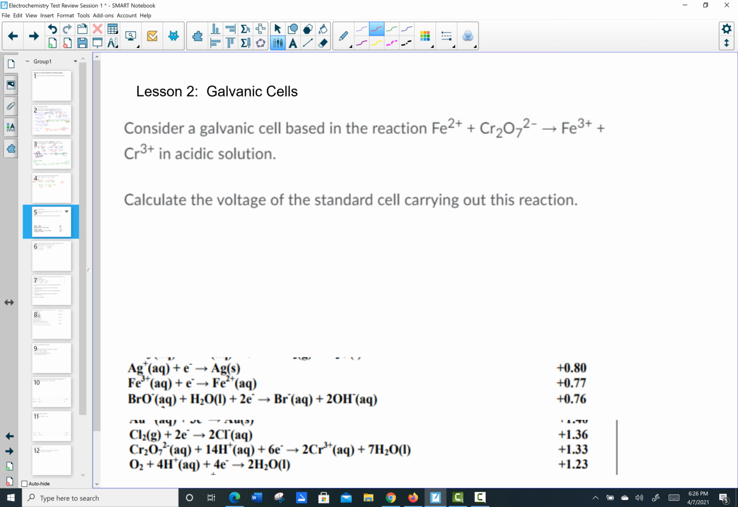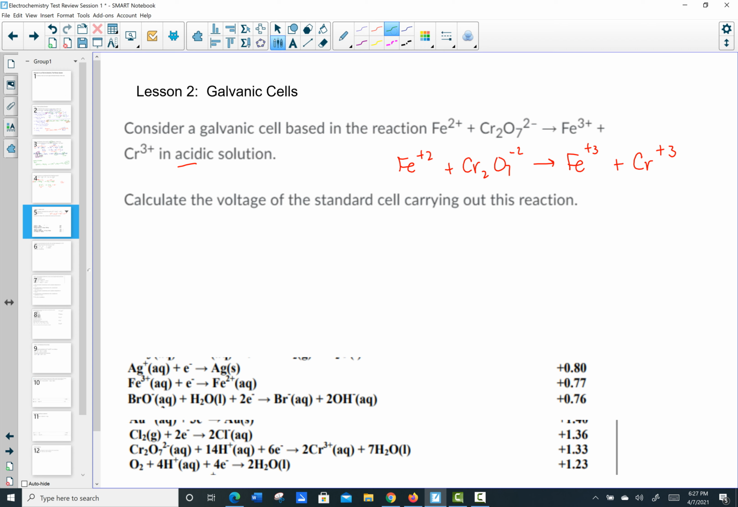It says consider a galvanic cell based on the following reaction. We have iron as a +2, reacting with the dichromate ion, Cr2O7 -2, going to the iron +3 ion and the chromium +3 ion, and it happens to be in an acidic solution. Calculate the voltage of a standard cell carrying out this reaction.